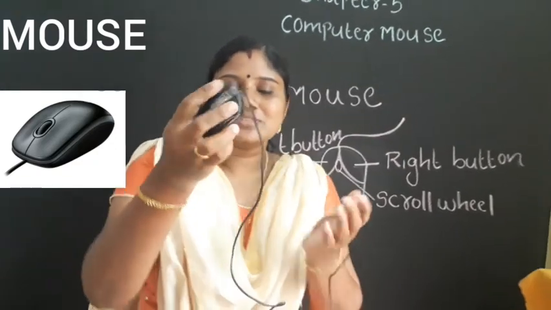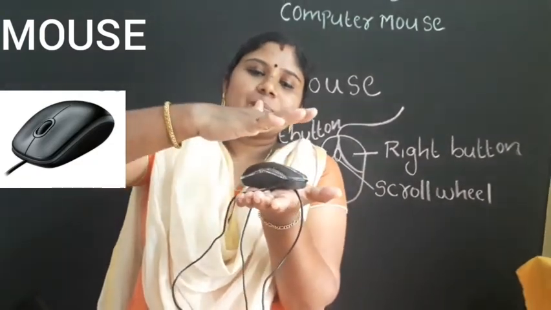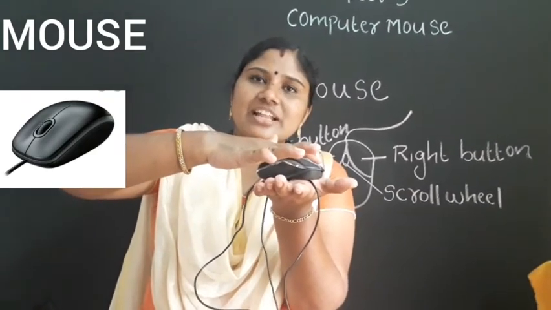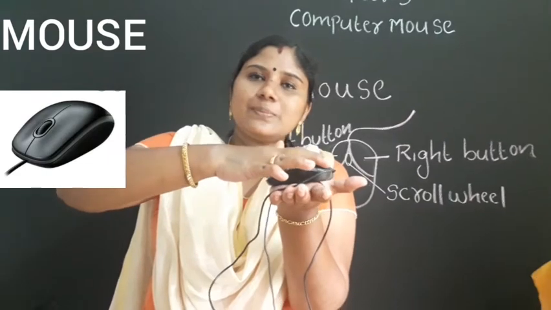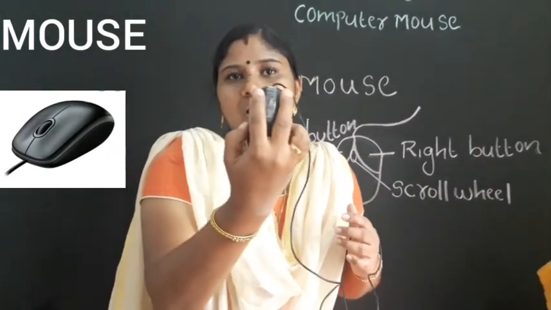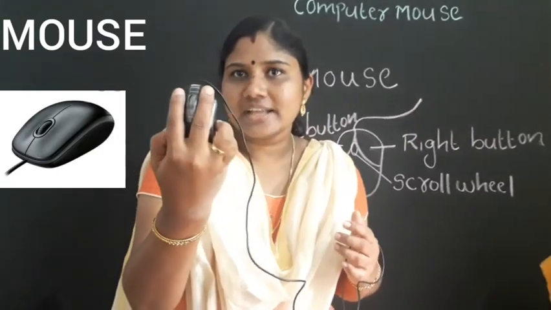How do we hold the mouse? Just place the mouse, then place our hand above it. Then the index finger is placed on the left button and the middle finger is placed on the right button. Okay, this is the method to hold the mouse. Okay, all of you understand?